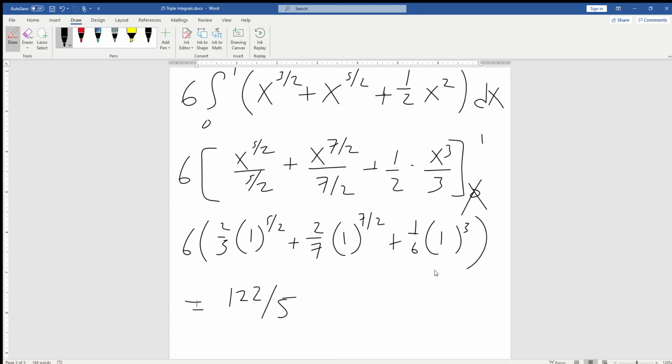So hopefully this has been a pretty good introduction for you to be able to see how to go through and evaluate a triple integral.